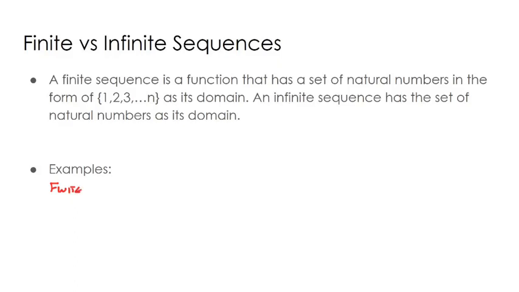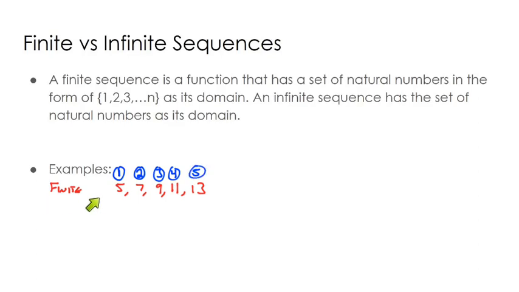A finite sequence could be the numbers 5, 7, 9, 11, and 13, okay? So these would be the elements of the sequence. These are the numbers in the sequence, where I would refer to this number being in position 1, this number in position 2, this number in position 3, this number in position 4, this number in position 5.